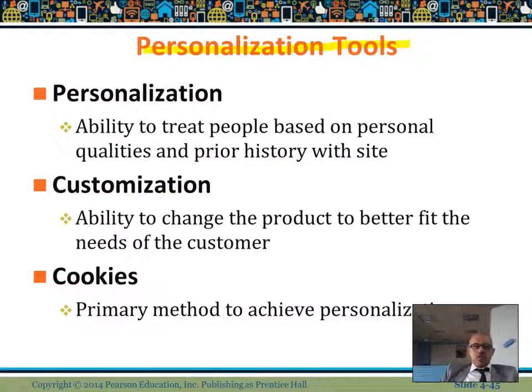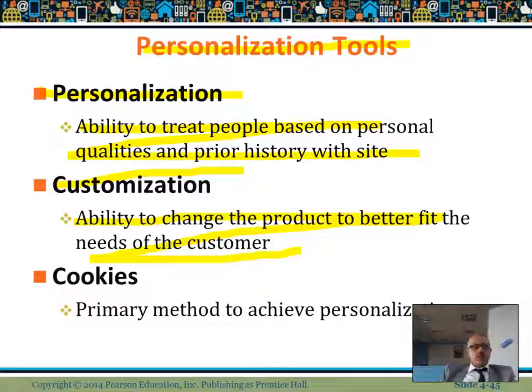Personalization tools. You want to have some personalization, the ability to treat people based on their personal qualities and prior history with the site. So people can log in, and then once you're logged in, the information you will see will depend on your profile or your preference. Customization is the ability to change the product to better fit the needs of the customer. If you go to Amazon, it will tell you what books you will be more likely to like. If you go to a music site, it will tell you the type of music that you probably will like based on the previous music you have listened to.